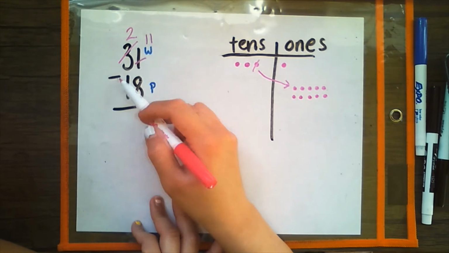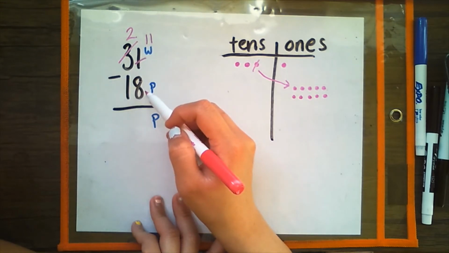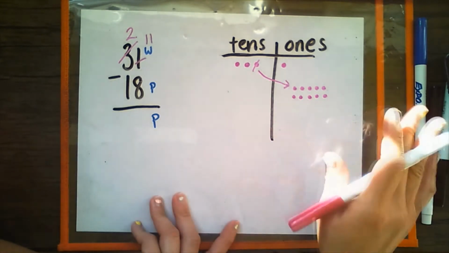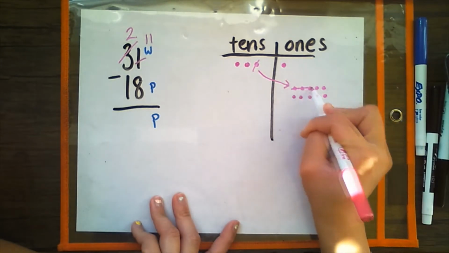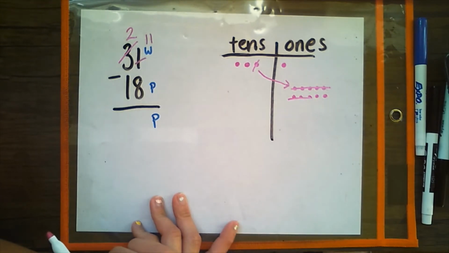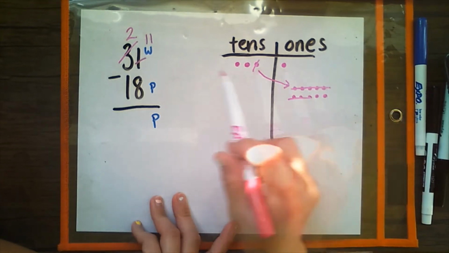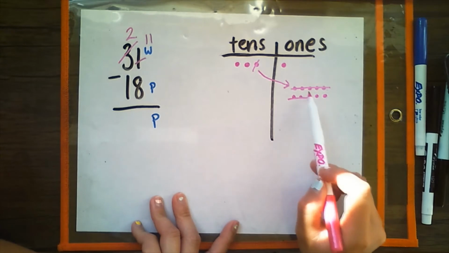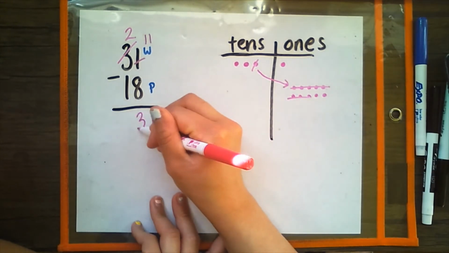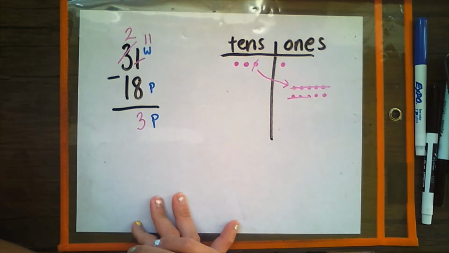11 ones minus 8 ones is, so let's cross out 8 so we can see. We know that that's 5 and then 8. 11 ones minus 8 ones is 1, 2, 3. 3 ones. Going to write that in the ones column.